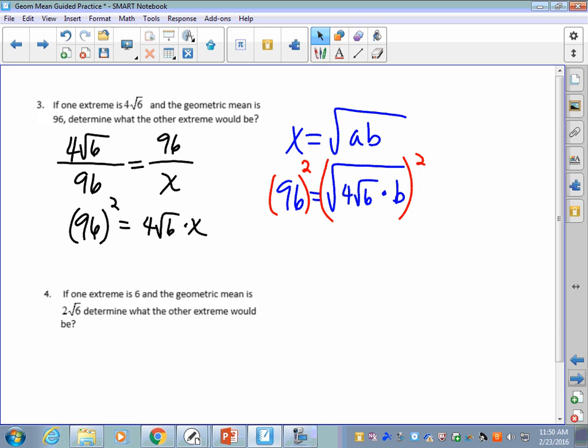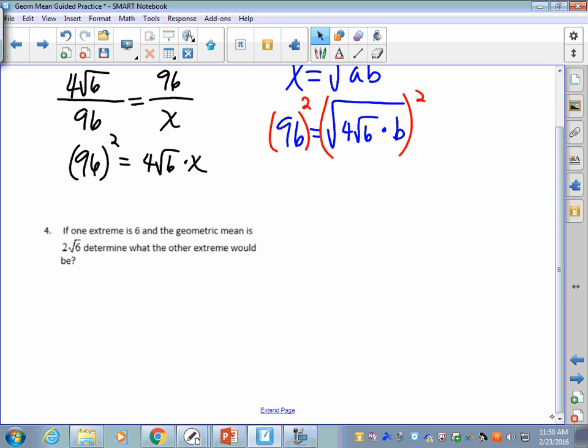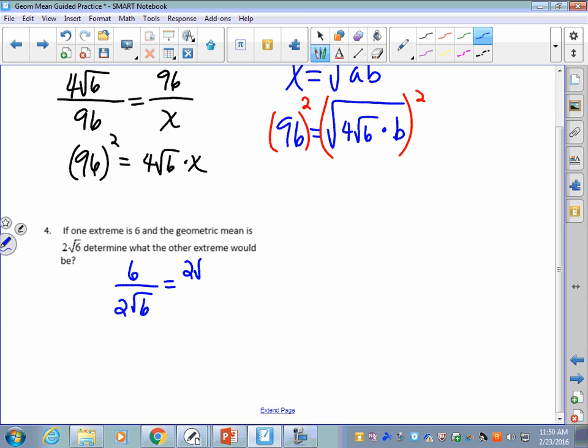So on number 4, it was a large number. Don't get intimidated by that. They won't be that large on a test. But on number 4, you can set up two ways. One of the extremes is 6 over 2 square root of 6 equals 2 square root of 6 over the other extreme, which I don't know, and then I can cross multiply to solve this.